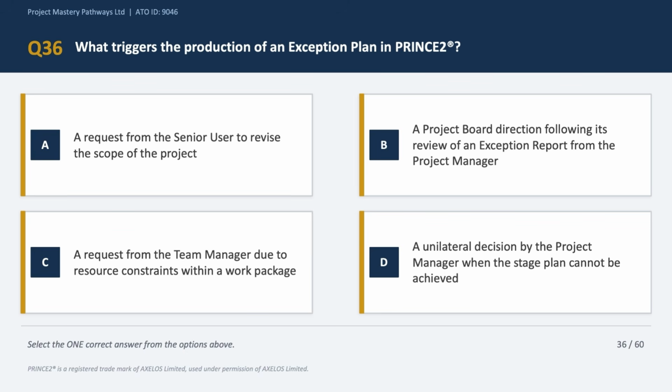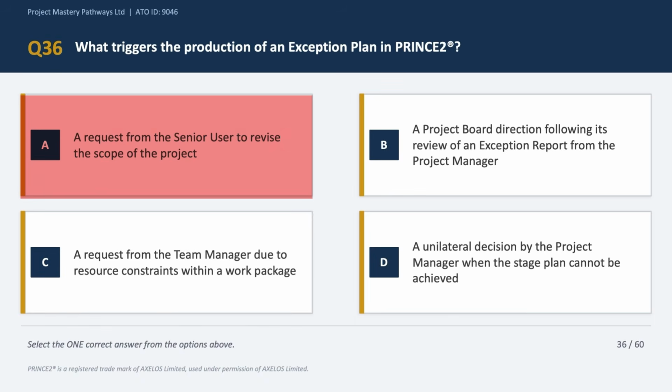This is a question about the exception management process flow. Now let's look at the answer options one by one. Option A says request from senior user to revise the scope of the project. Now scope changes go through the change management process, right? Now any scope change does not automatically trigger exception management, okay? So this does not fit well with the overall question stem. So option A is incorrect.